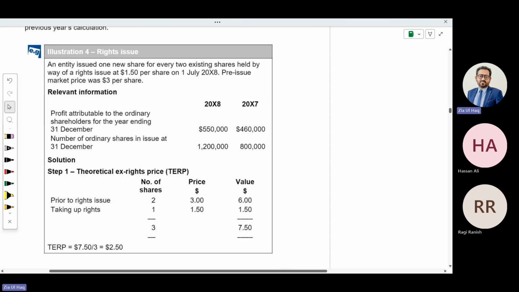An entity issued one new share for every two existing shares held by way of rights issue at 1.5 per share on 1st July 2018. The pre-issue market price was 3. So the market price is 3, but to existing shareholders the company is issuing at what price? At 1.5.